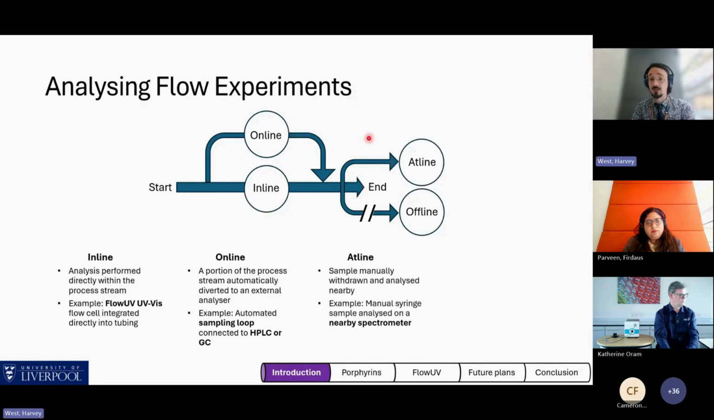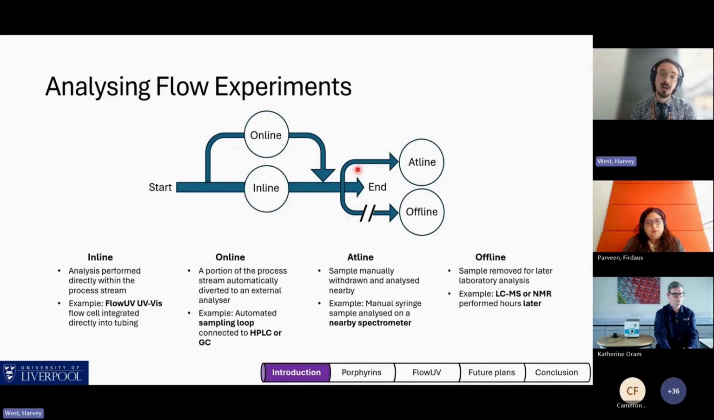We have at-line, where samples are manually withdrawn and analyzed at a device nearby, commonly benchtop spectrometers or other such devices. And finally, we've got the one that I'm sure is very familiar to people in the room, where we perform our analysis often much later using whatever flavor of analytical chemistry or device fits our chemistry specifically.